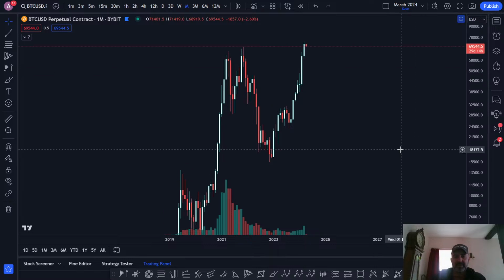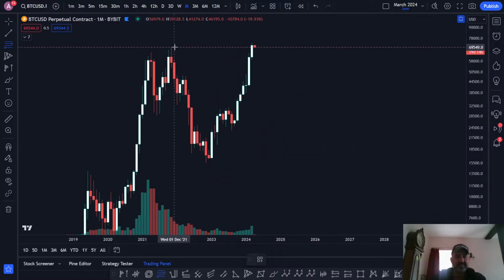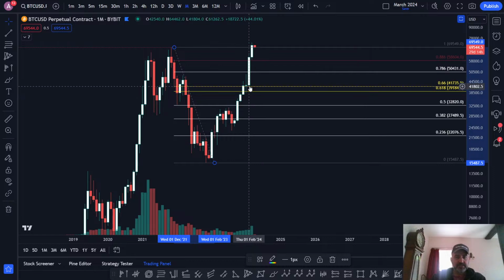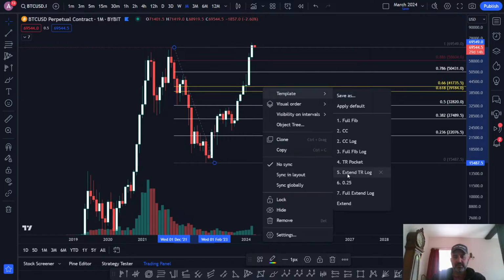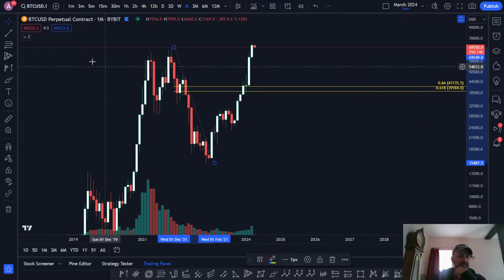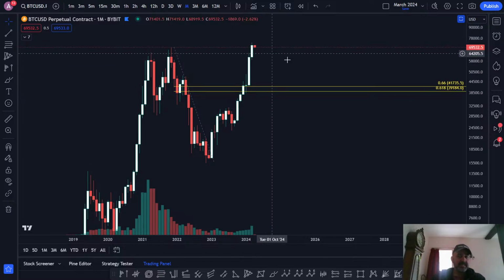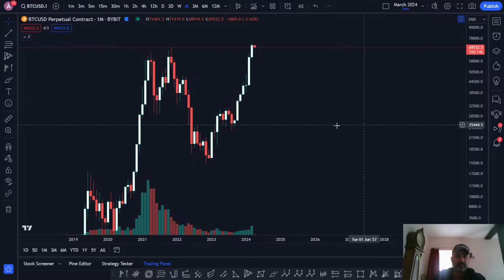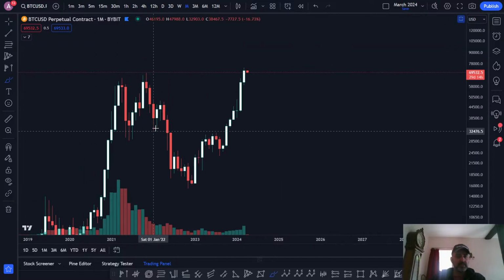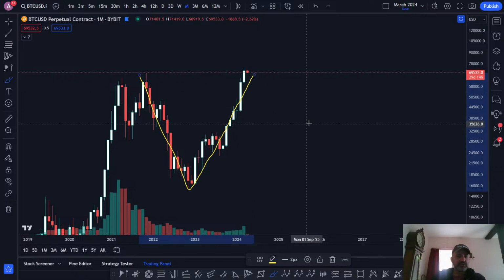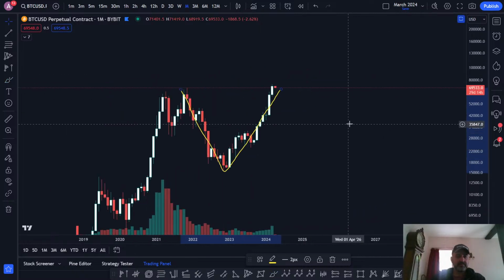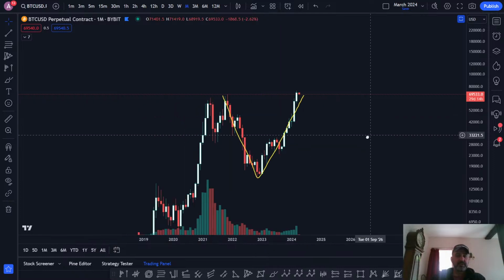Bitcoin has never been able to get above the 618, that golden pocket, before the halving. Before the halving, it's never been able to get there, and it did that. Bitcoin has never made an all-time high before the halving. It's done that. So what I'm seeing on Bitcoin is a V shape on the higher time frame. For me, that's a monthly V-shaped recovery.